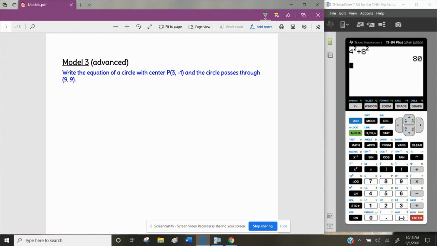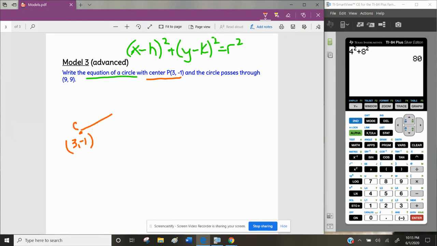Let's try another one. So we're going to write the equation of a circle, and we're going to write it in the (x minus h) squared plus (y minus k) squared equals r squared form, because they gave us the center. And so we have a center point of (3, -1). I'll do C for center. And then they said that (9, 9) is a point on the circle. So if I were to sketch my circle, here's my circle going around that. If you have a compass, you could just use a compass to make a nice, pretty circle.